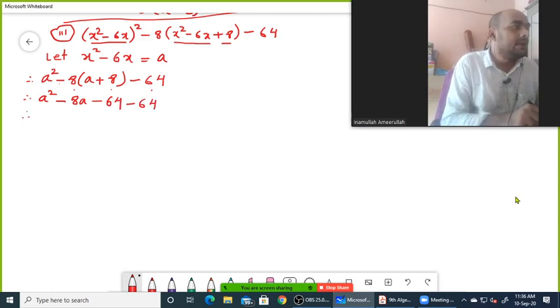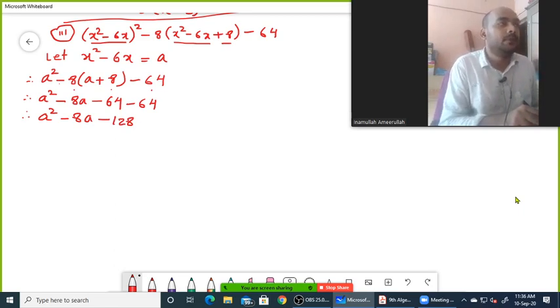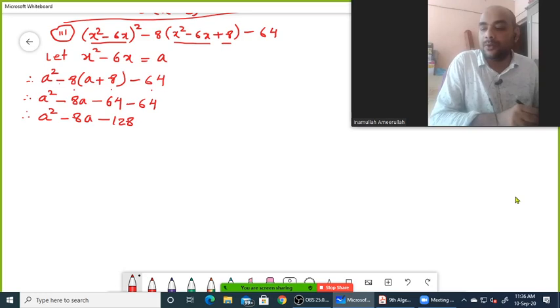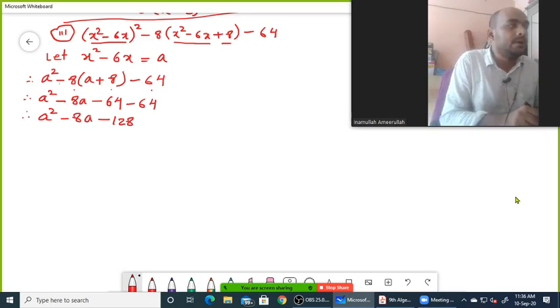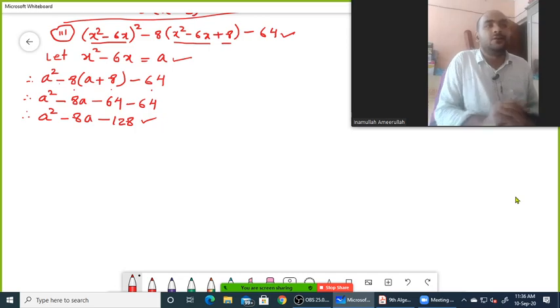So this can be written as a square minus 8a, and negative 64 minus 64 will give us minus 128. So this is the required quadratic polynomial. So when we substitute x square minus 6x as a in the given polynomial, you will get this polynomial a square minus 8a minus 128.